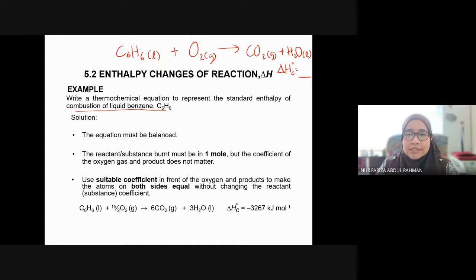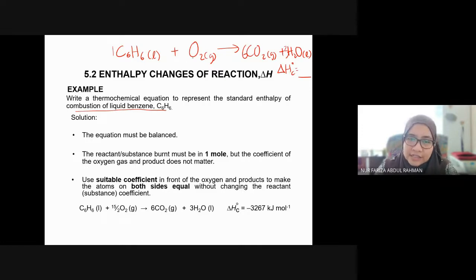And then you balance it. Okay, you balance the equation. So make sure that this one must maintain 1 mole. Okay, C6. So on the product side, we have only 1 carbon. That means we have to add in 6 carbon lah. Okay, and then hydrogen, we have 6 hydrogen on the left-hand side. And then on the product side, we only have 2. That means we have to add in 3, coefficient 3 there.